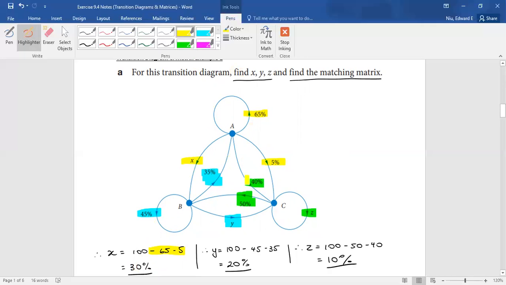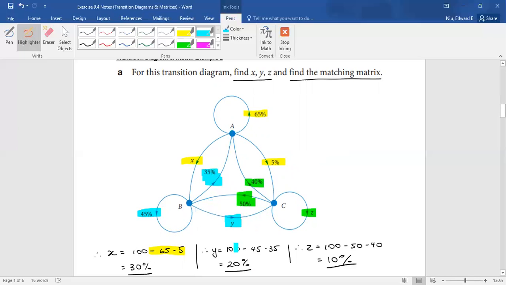Y we've got in light blue, because that's all the lines leaving point B. So we've got one loop, that's 45%. We don't really know what the context is. Could just be people, could just be birds, could be cities. All right, 45% staying in B the next time round. We've got 35% going from B to A, and then we've got this mystery value going from B to C.